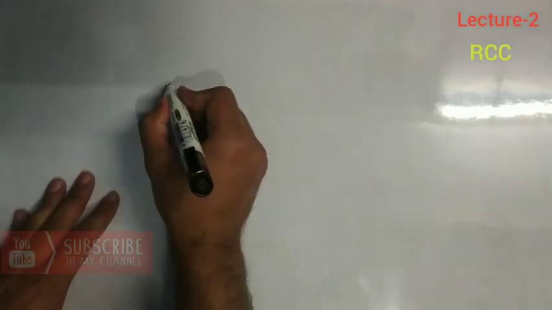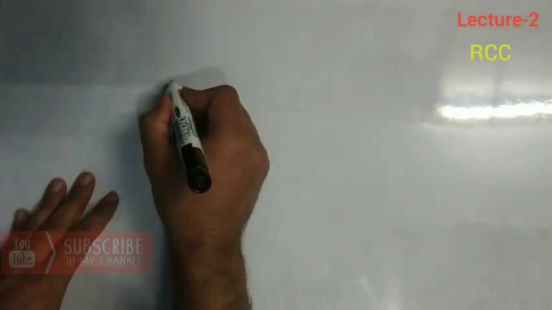So today is the second lecture of RCC. In the previous lecture we studied some basic concepts of RCC. So in today's lecture also we will continue the same, that is basic concepts. So starting with the cross section of a reinforced cement concrete beam.